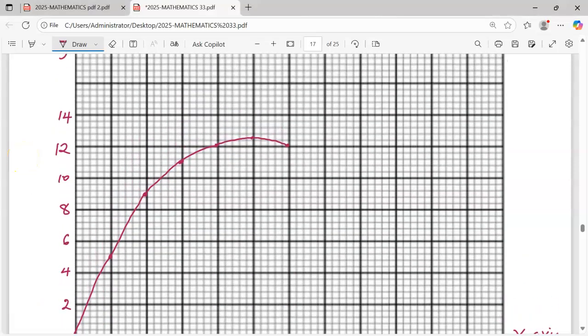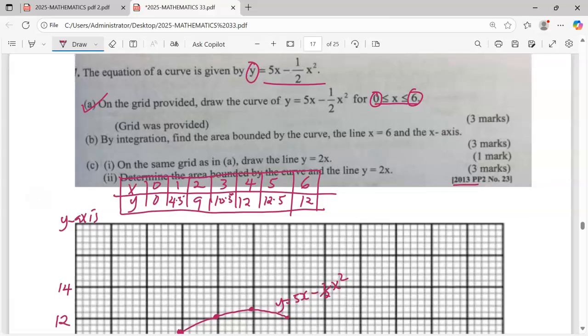So after we have drawn our curve, we are going to give it a name. And remember, this is the curve of y equals 5x minus half x squared. We are through with part A now.